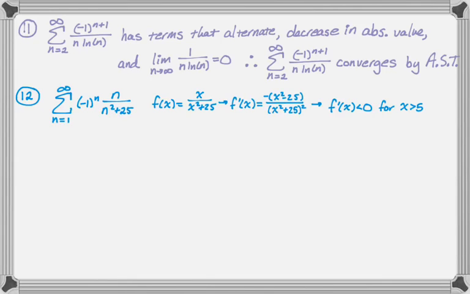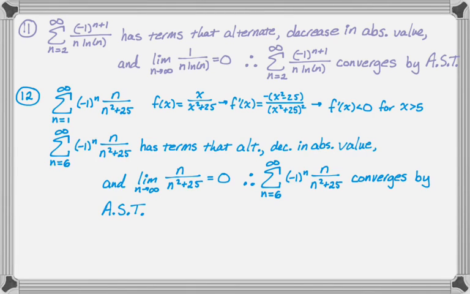So instead of looking at the series that I was given, I'm going to look at the series from 6 to infinity. And from 6 to infinity, this justification is just as easy as problem number 11 was. So I'm going to say it has terms that alternate, decrease in absolute value, and the limit as n approaches infinity of n over n squared plus 25 is 0. So that means that I know that the sum from 6 to infinity of this alternating series definitely converges by the alternating series test. Since I left out the first, second, third, fourth, and fifth terms, but those are finite numbers, I can say since I know from 6 to infinity converges, I also know that the original series converges.